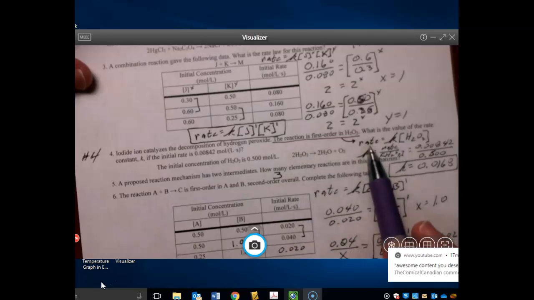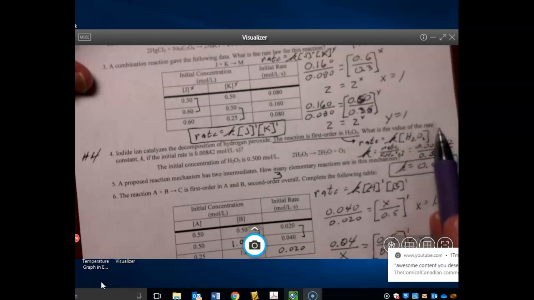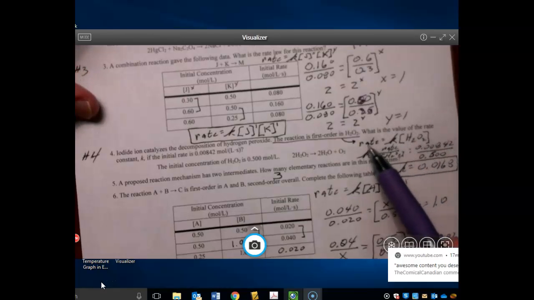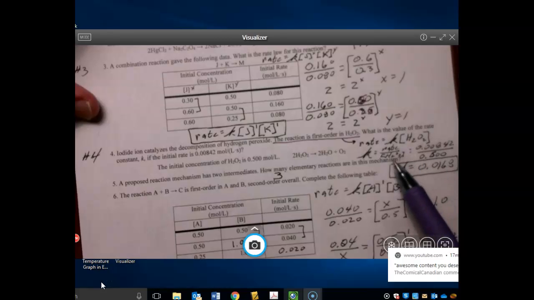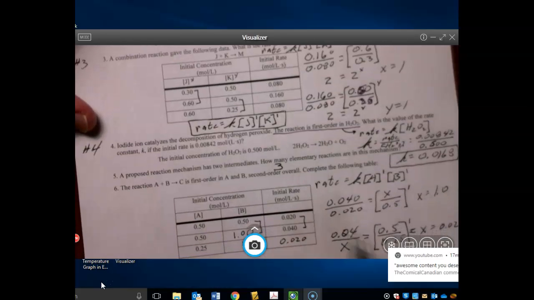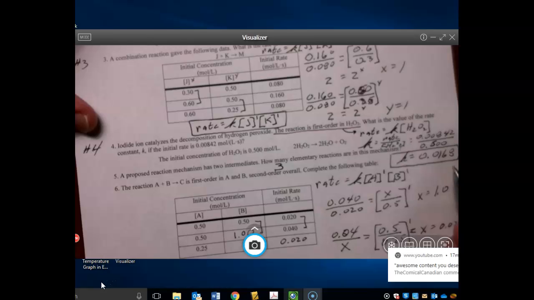For a first order reaction, rate is equal to K times the concentration of the one reactant to the first power. So all you have to do is take this information. They gave you the rate, plug it in here. They gave you the concentration of H2O2, plug it in here, and find the value of K. You know I like to solve for my variable first, so doing a little bit of algebra, K is equal to rate over the concentration of H2O2. Plug in the rate and the concentration of H2O2, and you get that K is equal to 0.0168. And again, with K values, we don't worry about units.